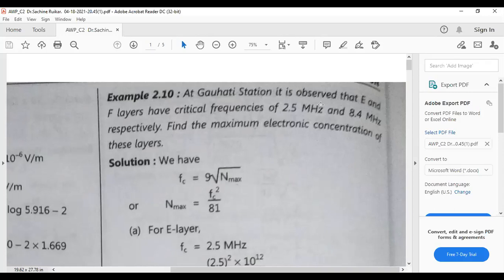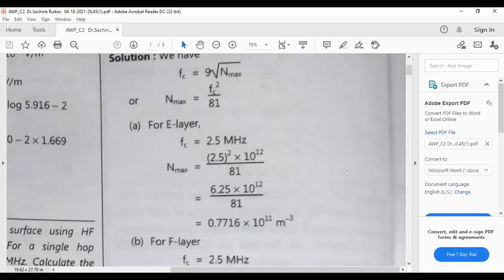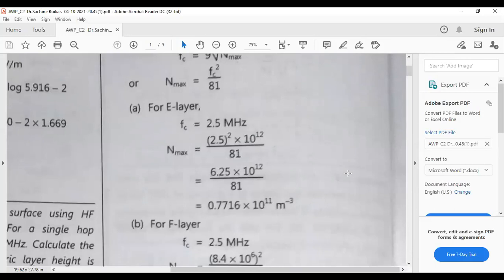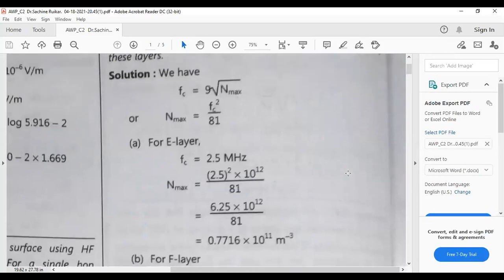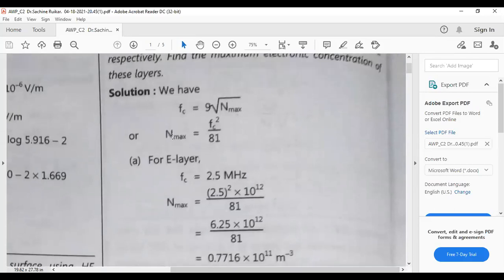2.5 megahertz. Megahertz is given, at the E layer as well as at the F layer. So there are two critical frequencies: at the E layer it is 2.5 megahertz, whereas at the F layer the critical frequency is 8.4 megahertz. And what you need to calculate is the maximum electron concentration of these layers, in both cases, that is the electron densities. We are aware that N is the electron density, so here we need to calculate the maximum electron density. So Fc, this is also a derived expression for the critical frequency.